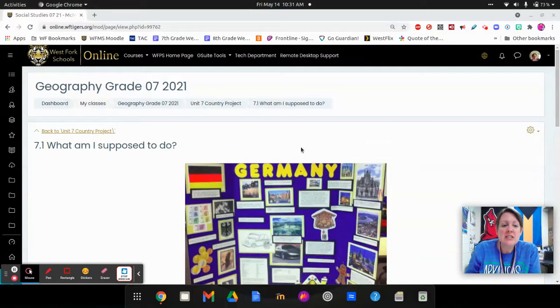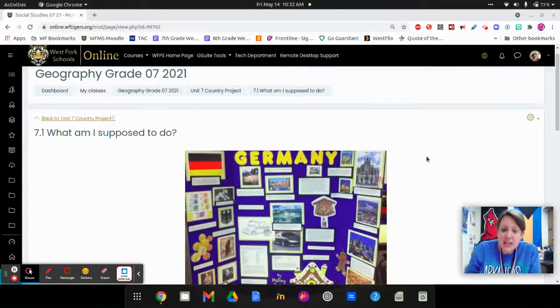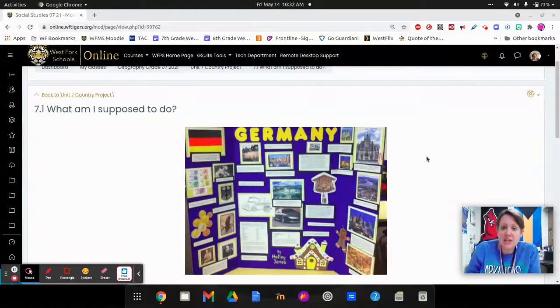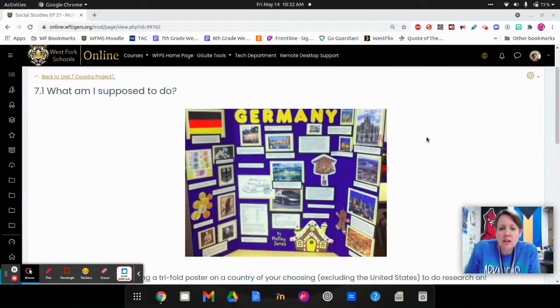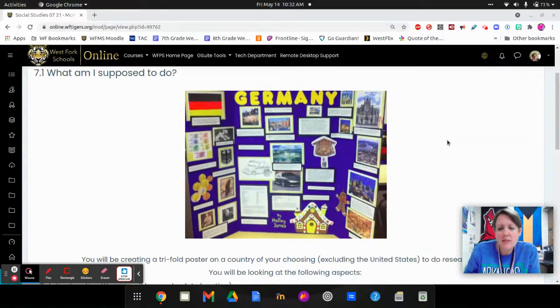All right, so this is called the Country Project. And what you are going to do is pick a country, any country except for the United States, and do basically a larger research over that country, similar to what you did for the capital. A lot of kiddos like to do the country that they did their capital brochure on, because they get a little bit of information from that. But you don't have to.